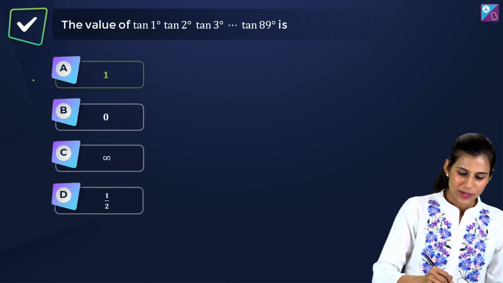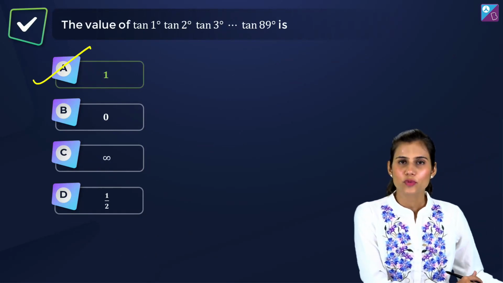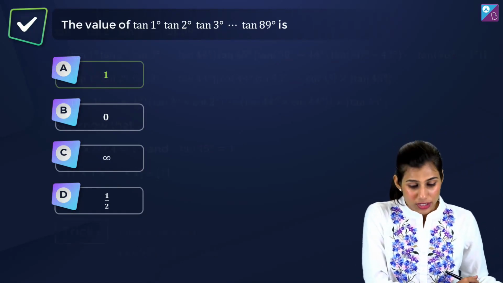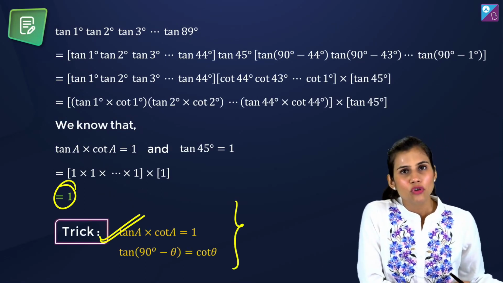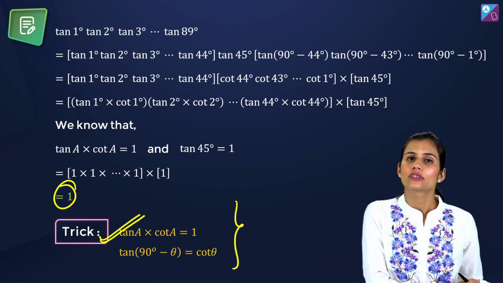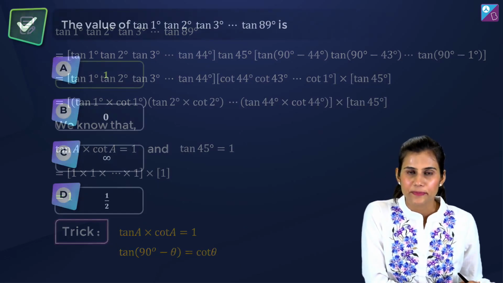Okie dokie. So we have A as the right option here. This was quite a simple question and we've just used 2 results to actually crack it. One is tan theta into cot theta is 1. Other is that tan and cot are complementary functions of each other.